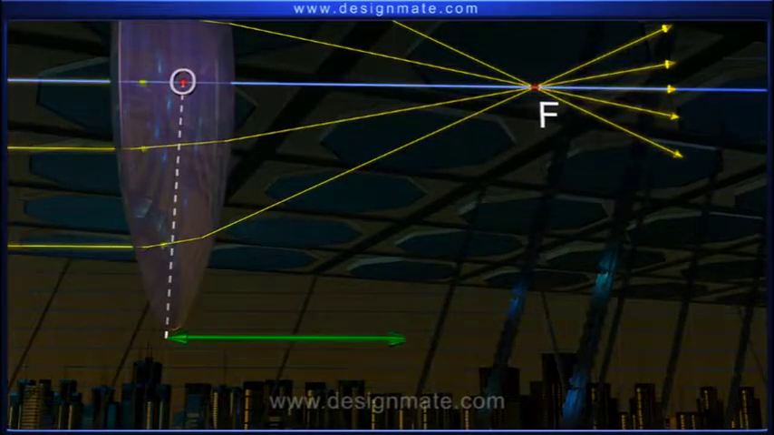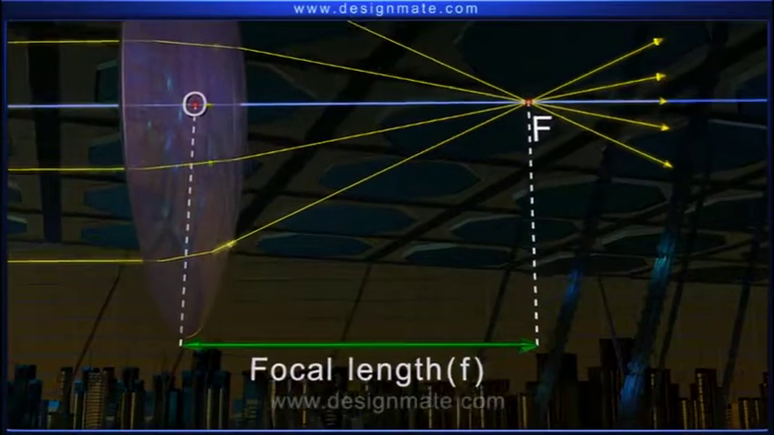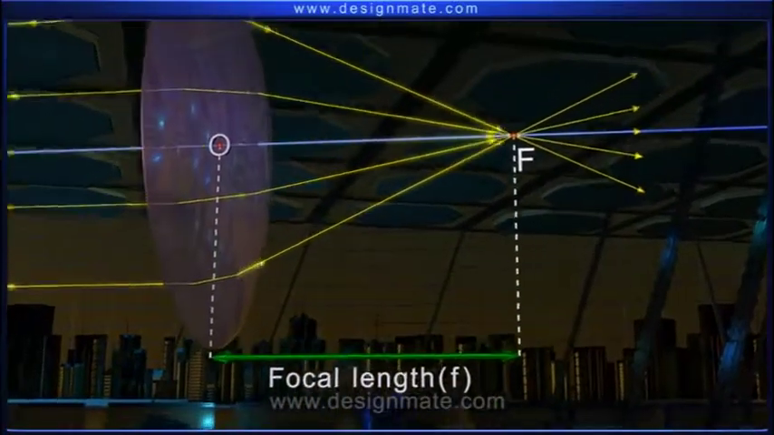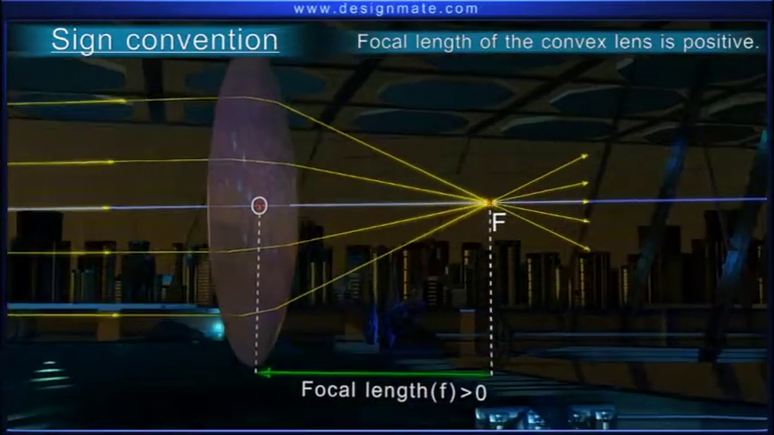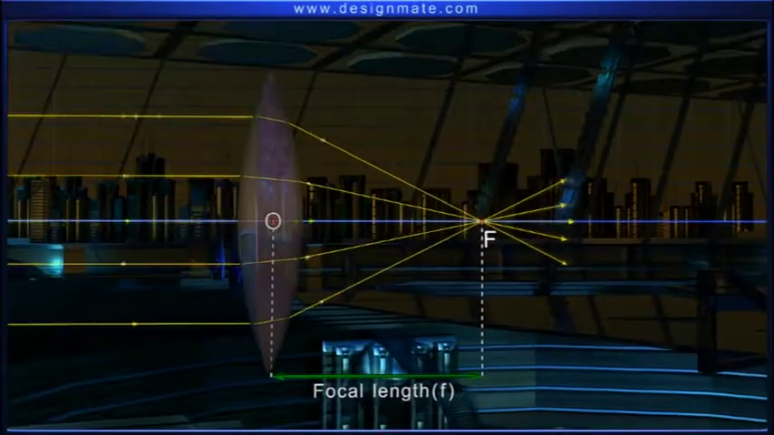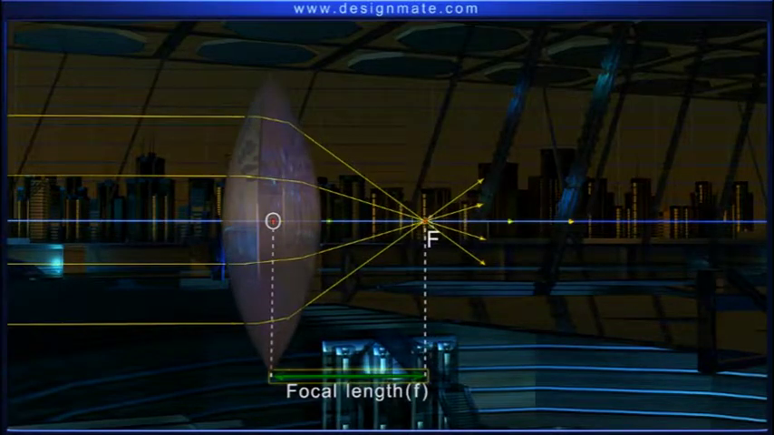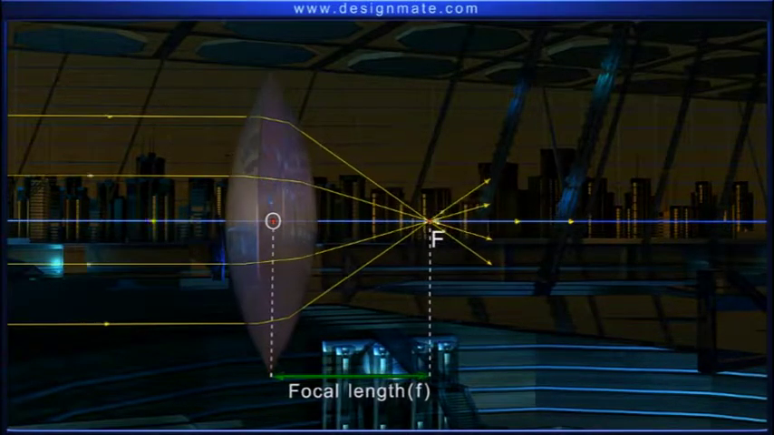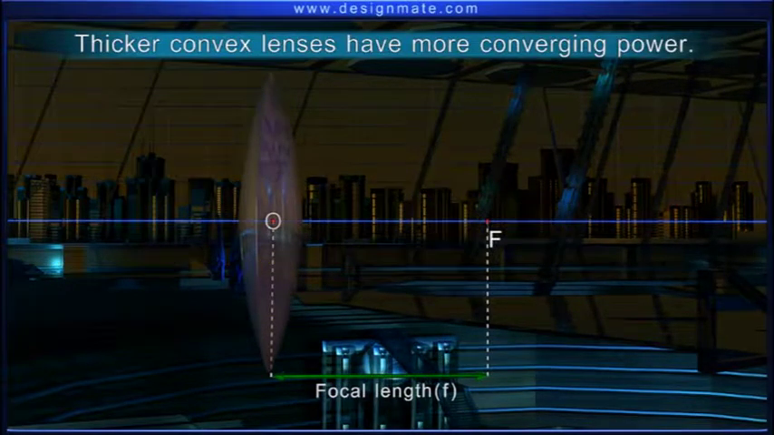The distance from the optical center to the focal point is called the focal length of the lens and is represented by f. According to the sign convention, the focal length of the convex lens is positive. Thicker lenses having greater curvature bend the light more and thus have shorter focal length. Hence, thicker convex lenses have more converging power.